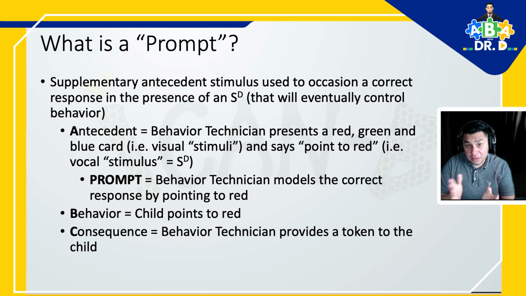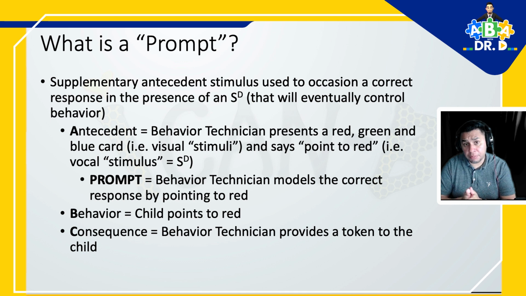Okay, now we move on to the next thing, which is the antecedent. Here the behavior technician presents, as an example, a red, green, and blue card of visual stimuli, for instance, and says, "Point to red." Okay, which is the vocal stimulus, right? This is a listener responding program for those that are keeping track with the verbal behavior curriculum as well. So we provide that particular instruction, point to red. The expectation here obviously would be that the learner will eventually point to the correct color.